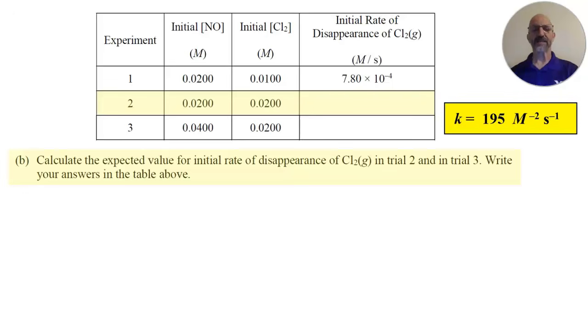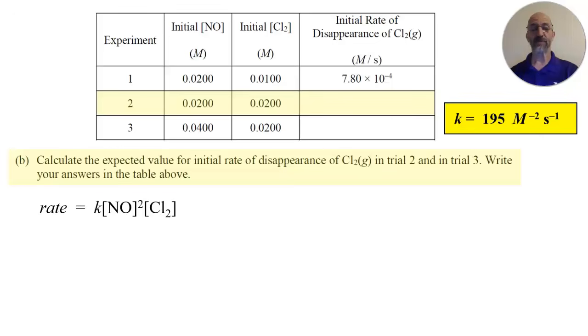So what I could do is say that in comparing experiments 1 and 2, they kept the initial concentration of nitrogen monoxide constant, but they doubled the initial concentration of chlorine. And now I could remember that this is first order with respect to chlorine, so the rate is doubled. But what I'm going to do is simply take advantage of the fact that I already have a numerical value for the rate constant K.